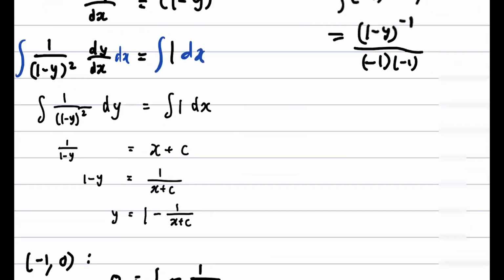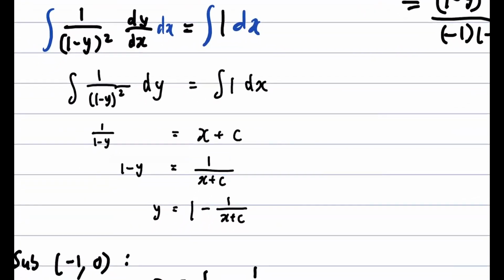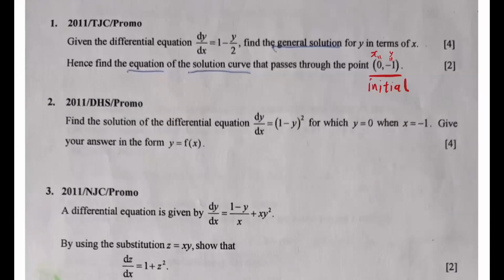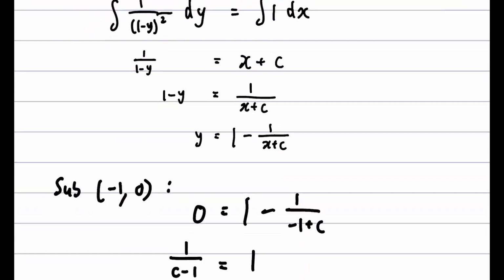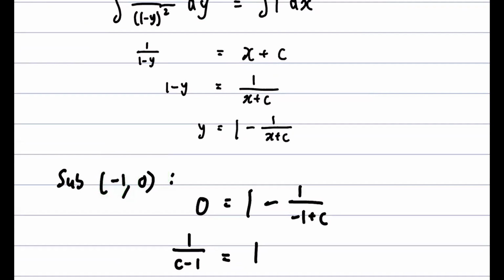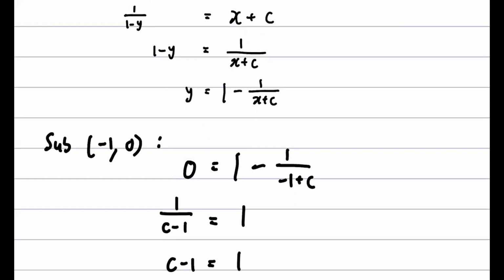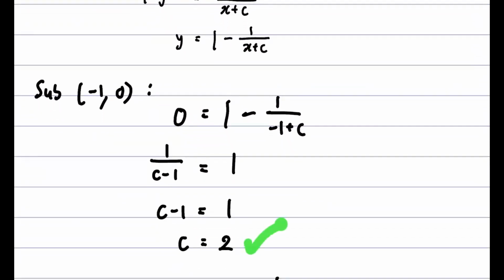In this question, what else did they give you? The coordinates. Okay, maybe, sorry, you can't see the question. This one. They gave you y equals 0 and x equals -1, right? So you can sub in x equals -1 and y equals 0. So that's what we do. We can just sub in y with 0, x with -1. Then solving for c, we are able to get c equals 2.